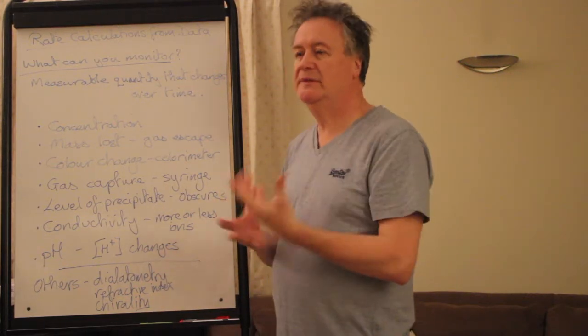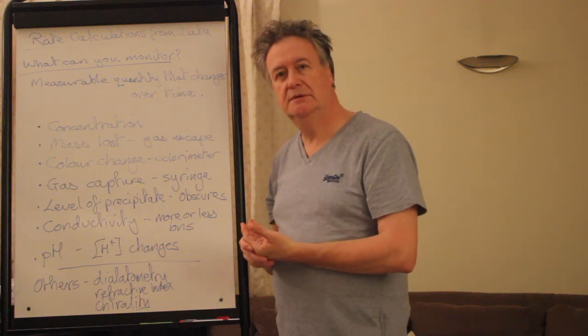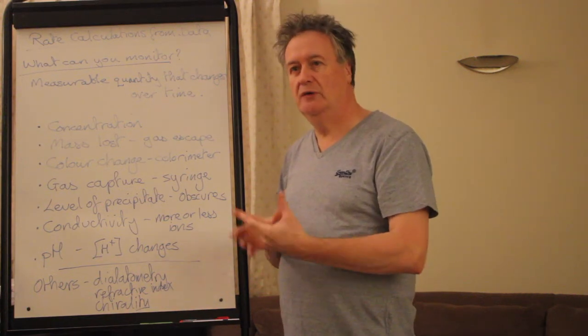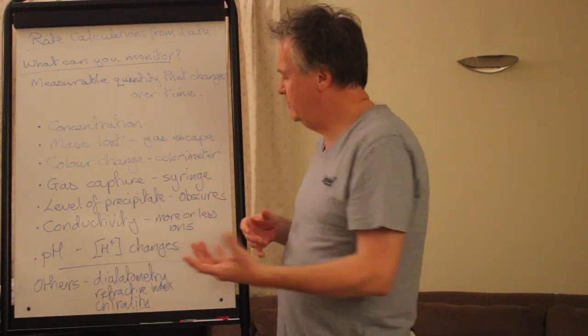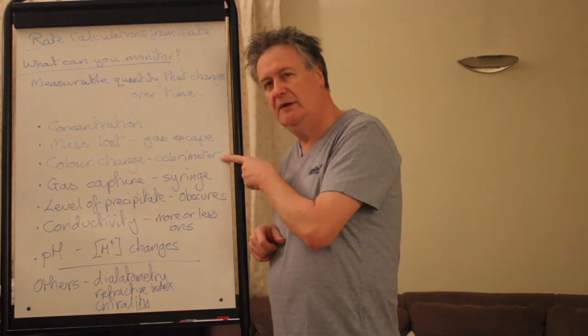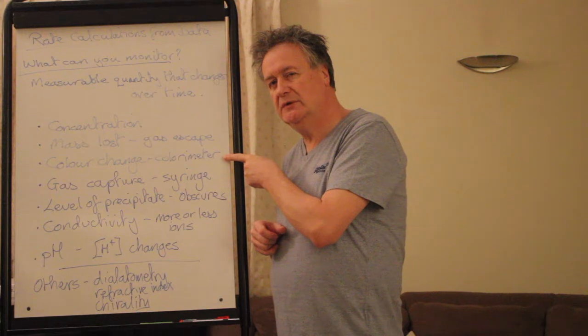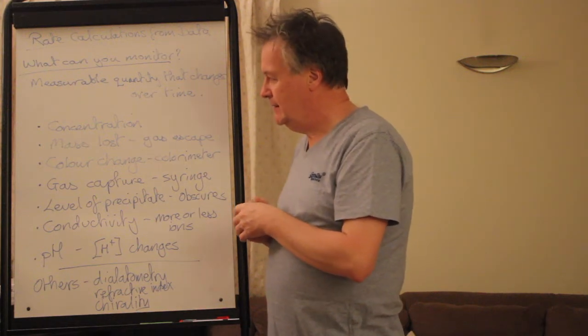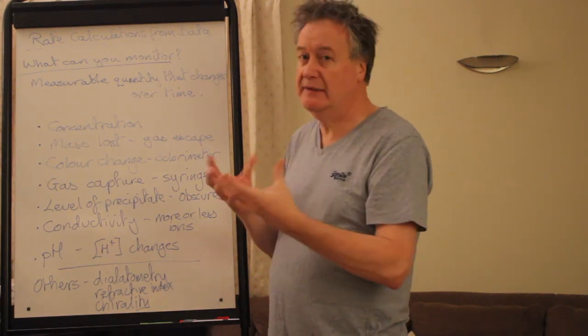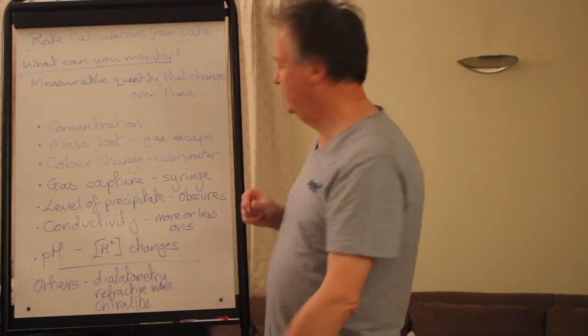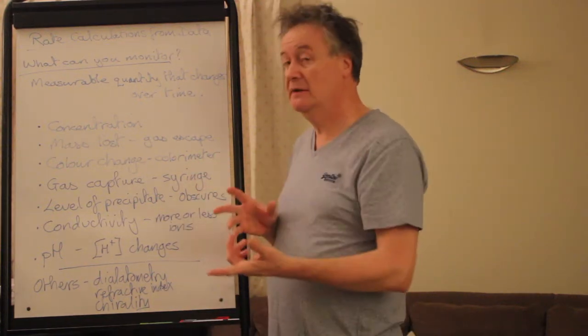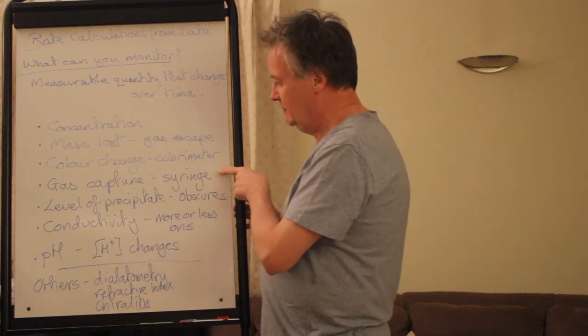Colour change. Now if you've got something that's coloured, it might fade or it might appear. How do you get a numerical measurement of that? There's a device called a colorimeter, often used in biology more than in chemistry. But it gives you a numerical reading for how intense the colour is of a particular thing that is coloured in solution. Yeah, a lot of things are in solution for this.